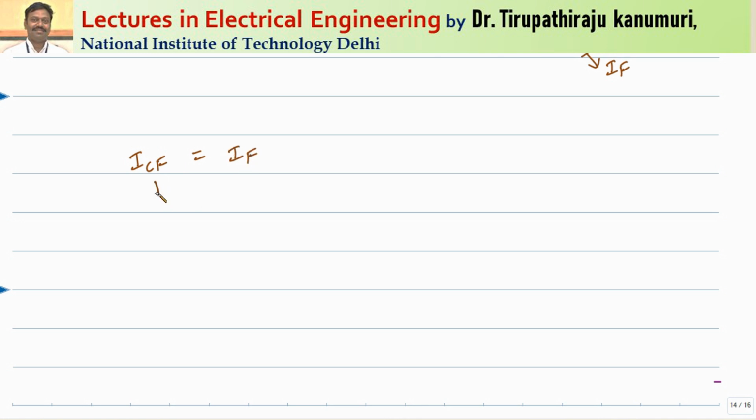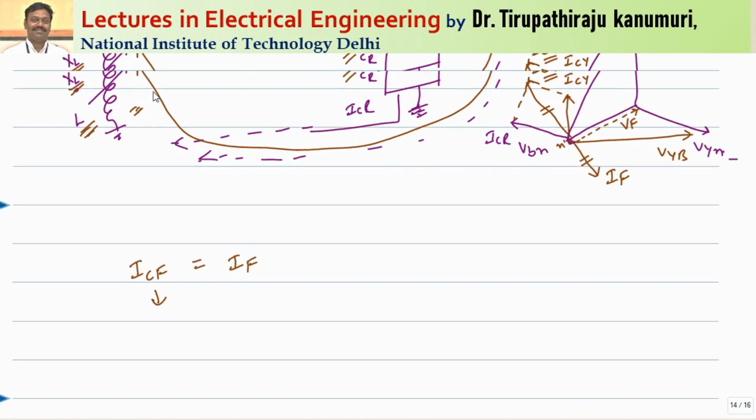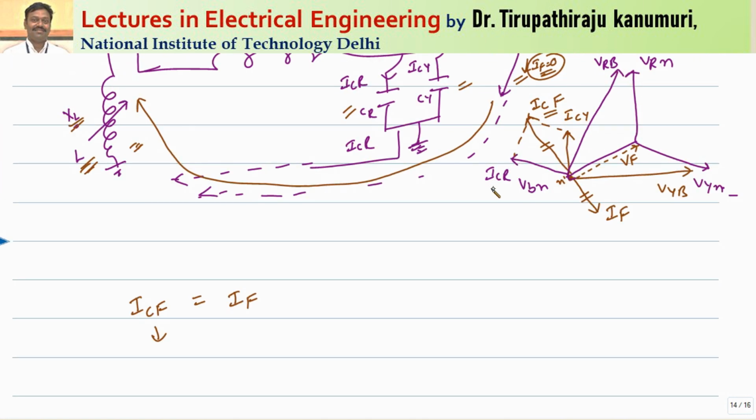Let us calculate each one of these values. The value of ICF, as you can see here, is the sum of two currents. One current is ICR, another current is ICY. If you calculate the angle between them, this angle will be 60 degrees, because the voltage gap between the voltages is also 60 degrees. Getting this one? So this ICF will be equal to root 3 times the magnitude of ICR. Agree with me?